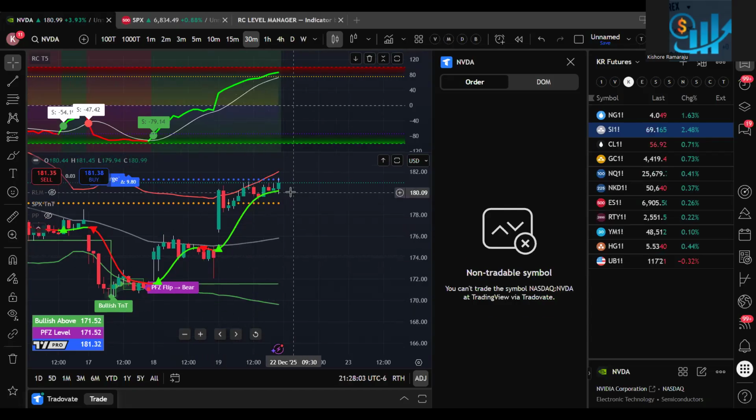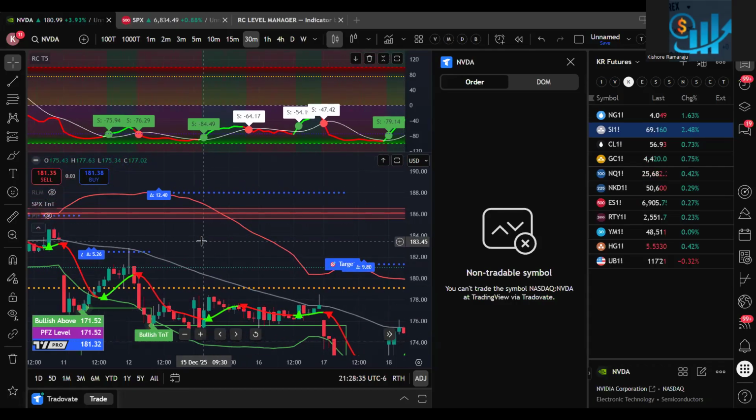Because with prop accounts, you cannot hold more than a day. You have to close the trades by end of the day. That's why you go for smaller time frames. But whenever you are trading in your personal accounts, always look at the 30-minute time frame, and you can buy stocks, futures, currencies, or cryptos using the buy and sell signals. Your bullish tag and turn is like a buy signal. Your bearish tag and turn is like a sell signal.